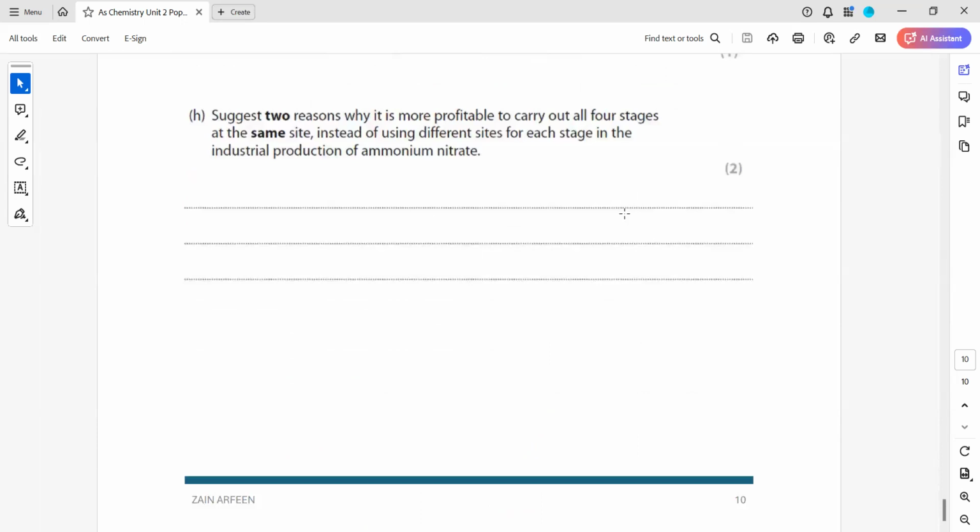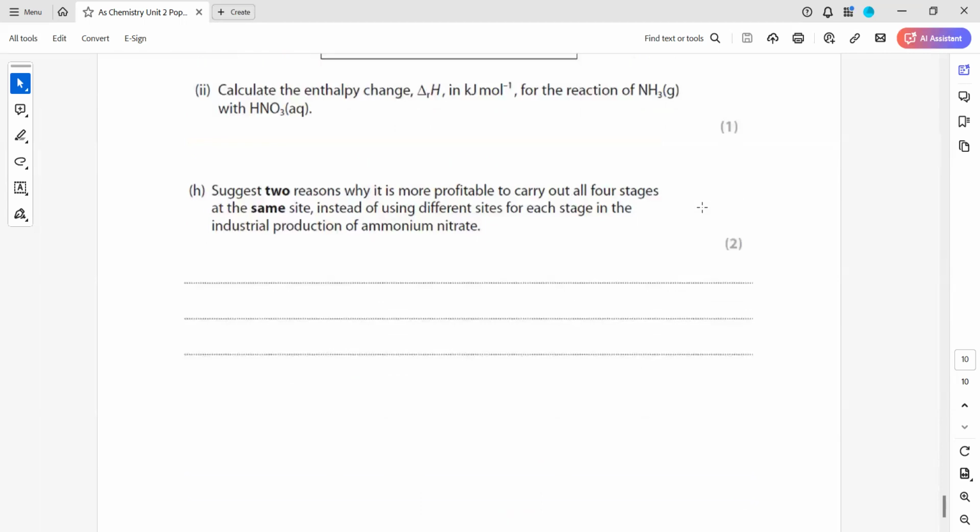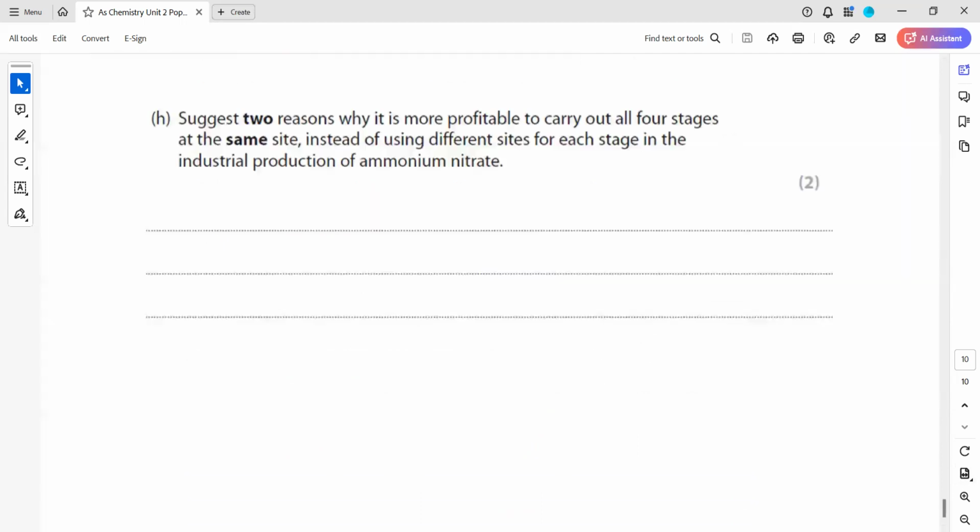Suggest a reason why it is more profitable to carry out all 4 stages at the same site instead of using different sites in different industries for ammonium sulfate. If you want to produce ammonium sulfate, all must be carried out at the same site. What is the advantage of doing that? First, if different sites are used, at one site you're preparing hydrogen, at another ammonia, at another nitrogen dioxide. So you have to transport all of them to one place. So it will reduce the transportation cost as well.